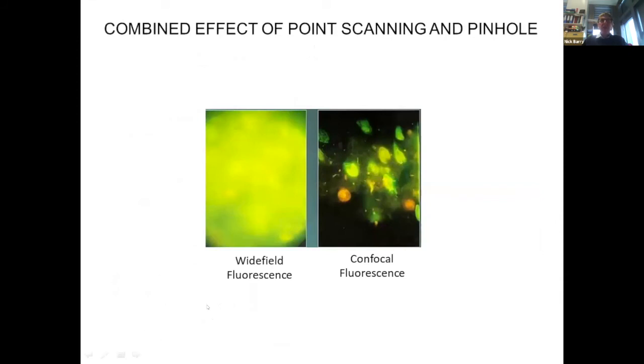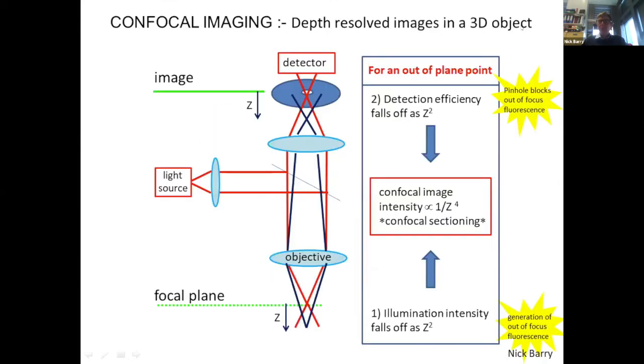What it gets you is you go from this, where your sample is lost in a sea of fluorescence, to this, where you can see the individual cells lighting up. But it's definitely the combined effect of this point-like illumination, scanning, and the pinhole. The pinhole itself is very important. What the pinhole really gets you is this rejection of out of focus light.